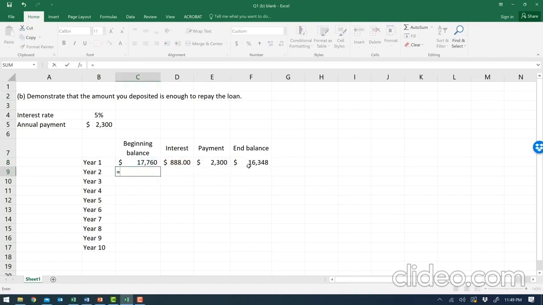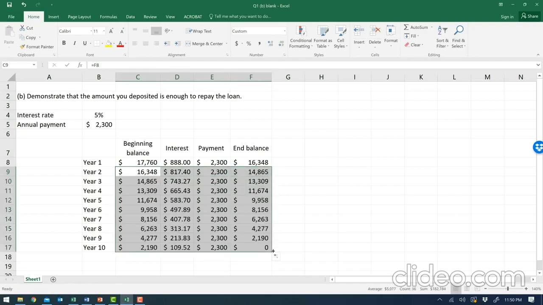Then we're starting second year by having this much money in our bank account. During this year, we're still earning 5% interest on this balance, and we're making the same payment. And we're ending this year with the balance in our account of $14,865. Now, let's see what happens if we extend these arrays all the way to year 10. We will see that we will start year 10 by having $2,190 in our bank account.